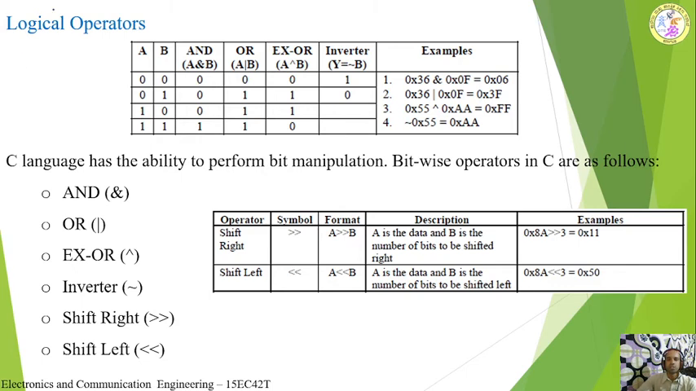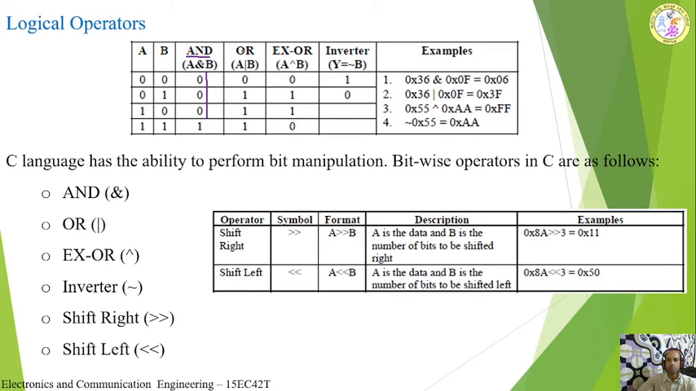Then we shall take some of the logical operators supported by 8051 C programming: AND, OR, XOR, inverter. These are the different logical operations supported by 8051 C programming. For example, if I take two inputs A and B, where A is 0011 and B is 0101, and you perform the AND operation between A and B, we know for AND operation the output is 1 when both the inputs are 1. In this case both the inputs are 1, therefore the output is 1. For all other cases, the output is 0.